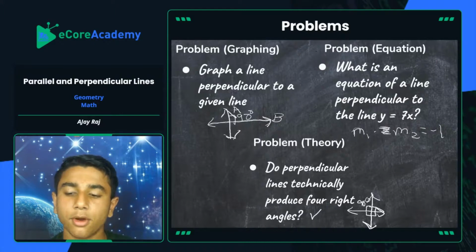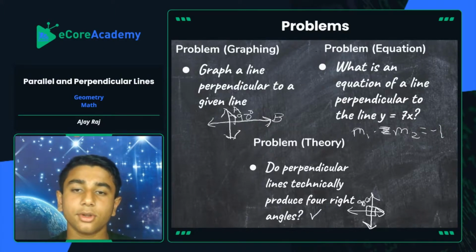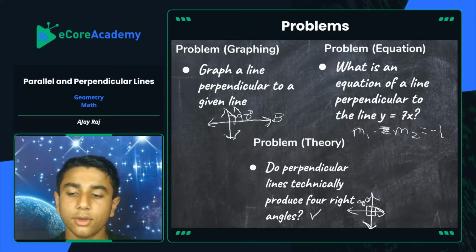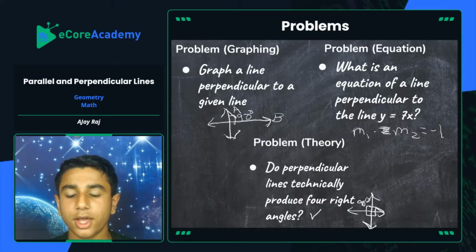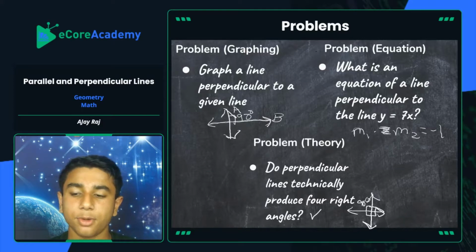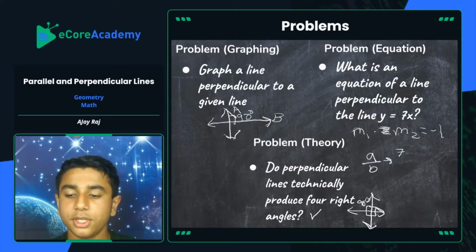Now, there's another way to format that. Basically, you're going to find the equation y equals 7x, and you're trying to form some type of equation that's perpendicular to the line y equals 7x. Now, in order to figure out what the slope of any perpendicular line to y equals 7x is, you actually have to use the opposite reciprocal format. So say for example, we have the value a over b, which in this case is 7 over 1, which equals 7, the slope of y equals 7x.